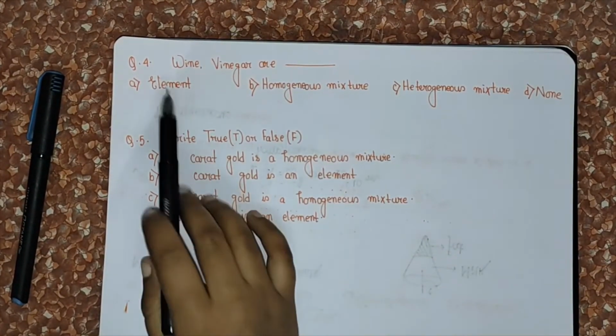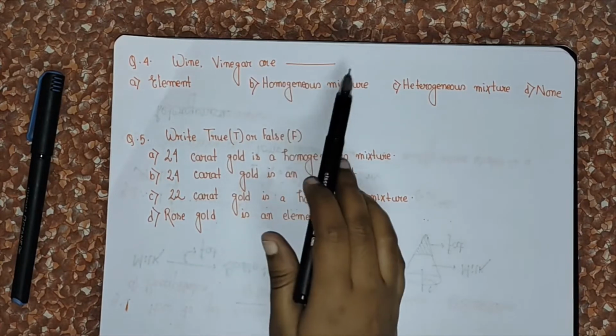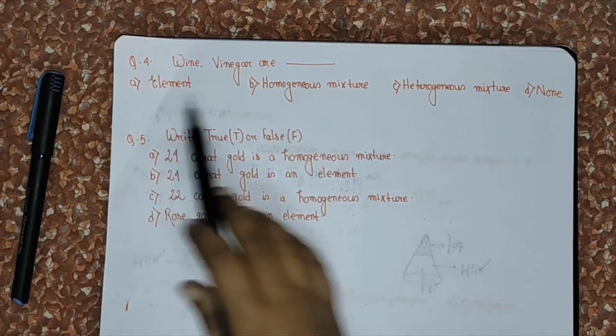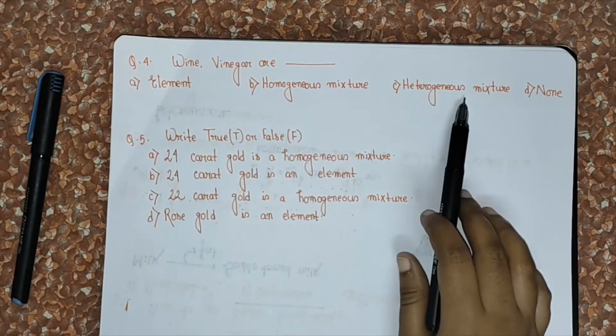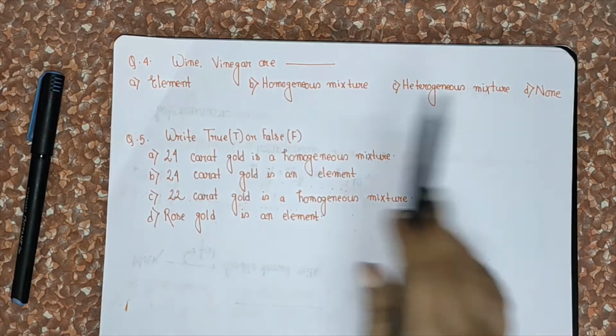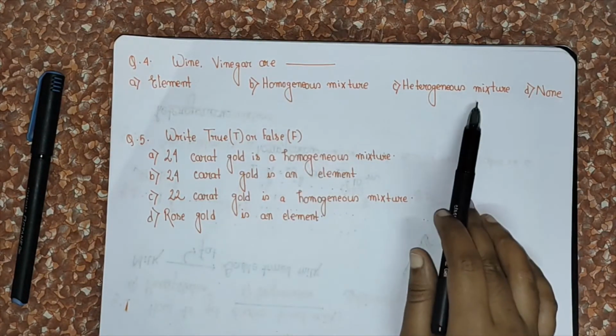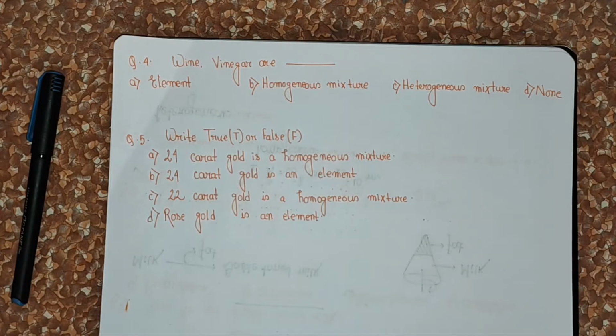Okay, so wine and vinegar are dash. What are the options? Element, homogeneous mixture, heterogeneous mixture and none. Now what is meant by mixture? Mixture means two or more substances must be mixed. Then if one of the substances is completely soluble in another, this will form a homogeneous mixture, and if not so, then it will form a heterogeneous mixture. But it is very clear that for any mixture, at least two components are required.